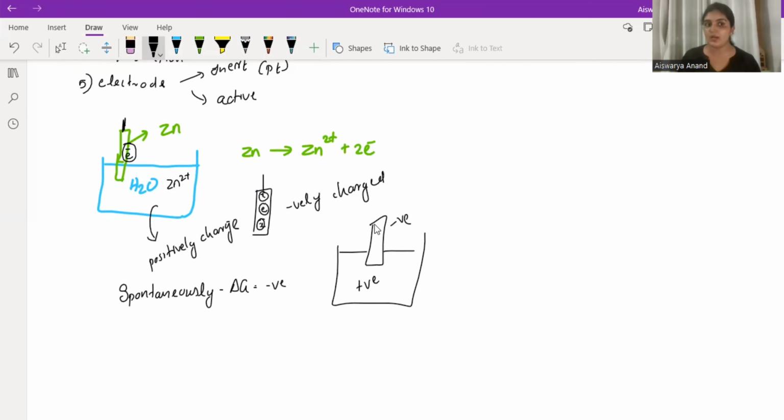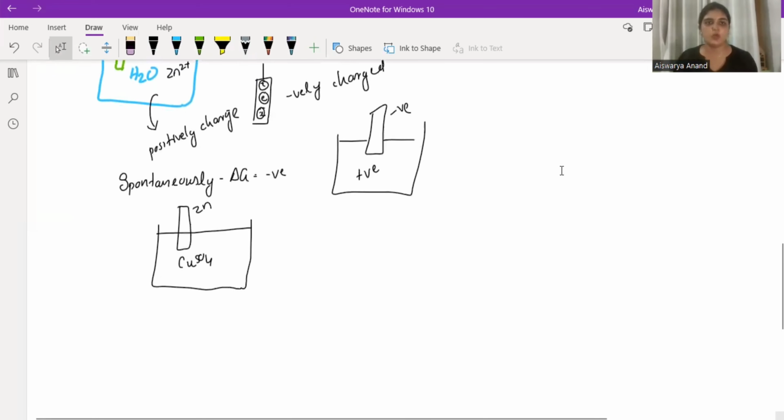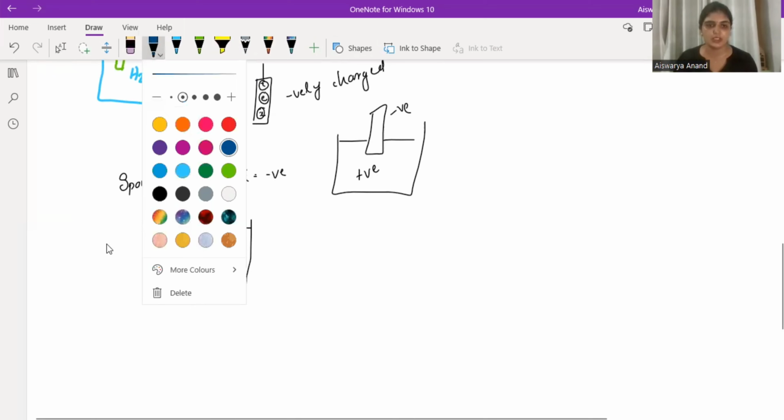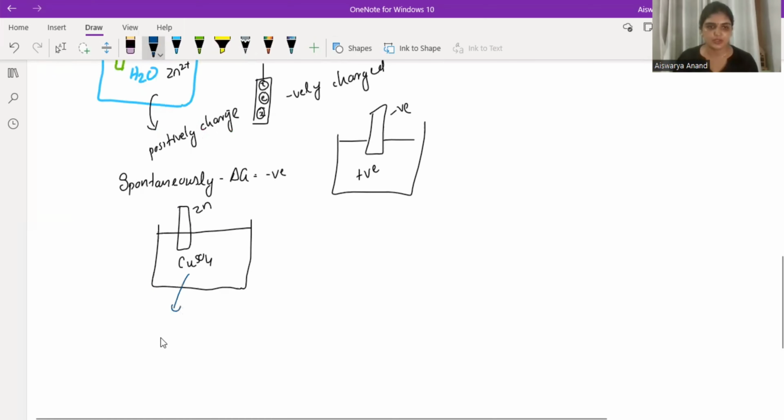Now, it does happen, right? The condition is different. For example, I'm taking the same condition, but instead of taking water, I'm taking CuSO4 solution, and I'm dipping a zinc rod in. Now the situation is different. If I'm taking a CuSO4 solution, what does the solution have? It has Cu2+ ions and SO4 2- ions, right? Cu2+ and SO4 2- ions.